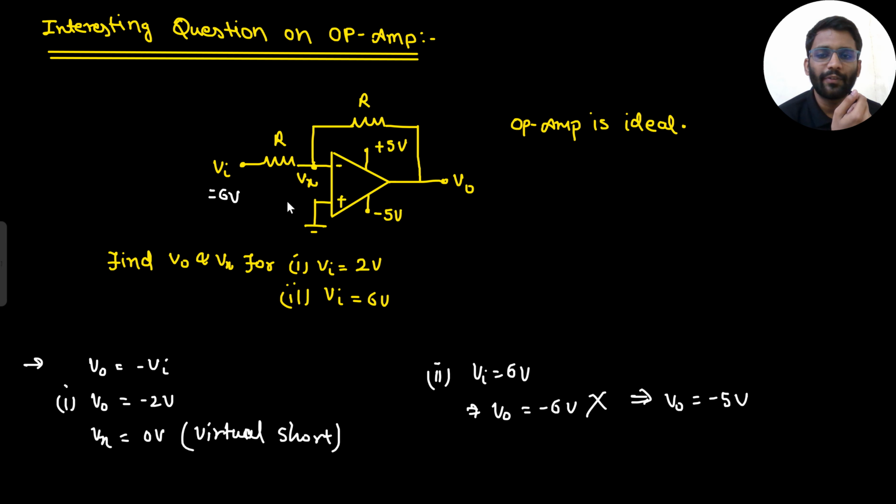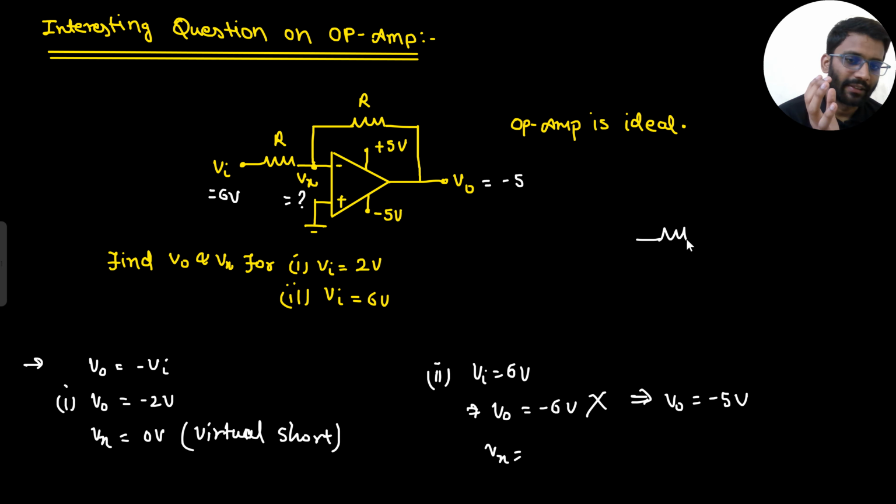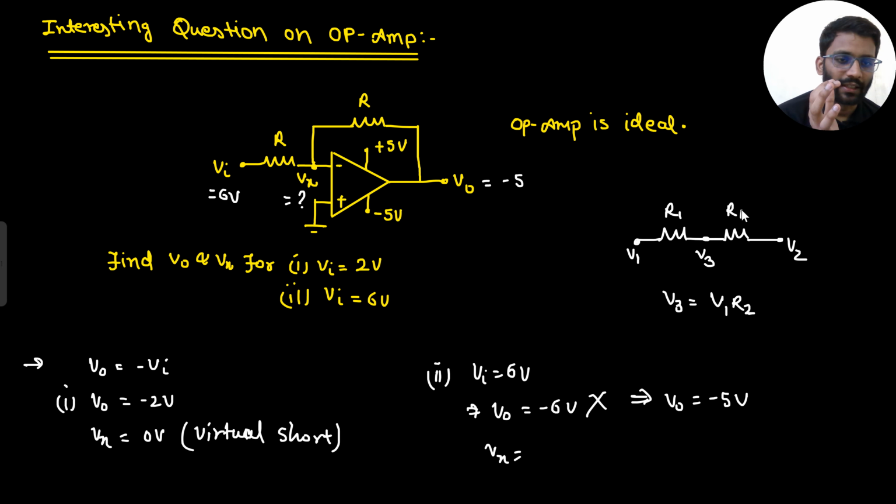And based on that, what will be your Vx value? Because your output is minus 5 now, what will be your Vx value? You can apply nodal analysis, or I have told you one rule, I will tell it once again. This is R1, this is R2, this is V1, this is V2. If we need to write the potential of this point, let's call it V3. What will be V3? Sorry, let's call this R2. So it would be V1 into R2 plus V2 into R1, upon R1 plus R2.